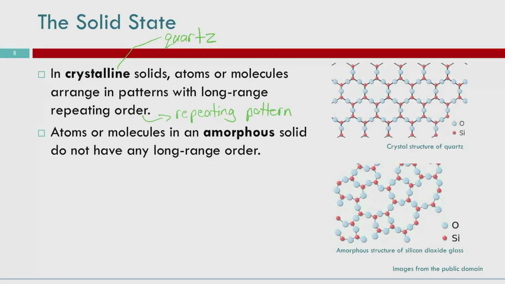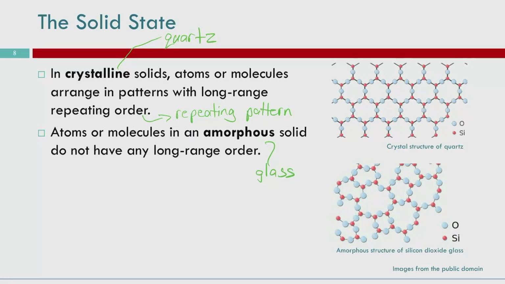Quartz and other fun-looking gems, diamonds, emeralds, beryls, are all examples of crystalline solids. Quartz is a silicon oxide, so it's silicon and oxygen. There's also an amorphous form of the same thing, which is glass. So glass is an amorphous solid. It doesn't have long-range order. You can still see through it.